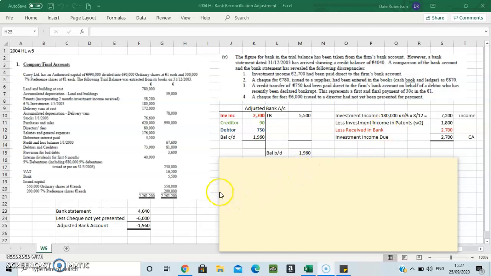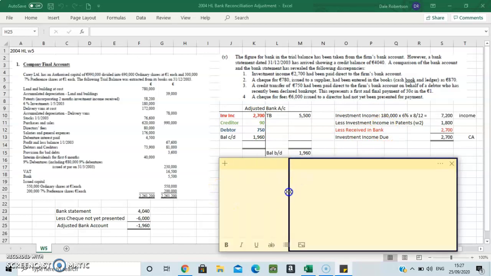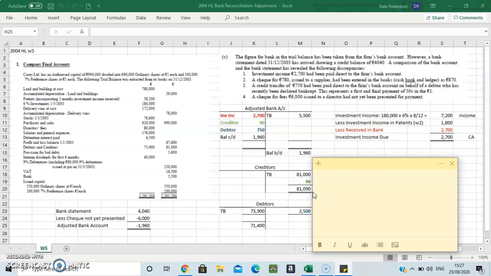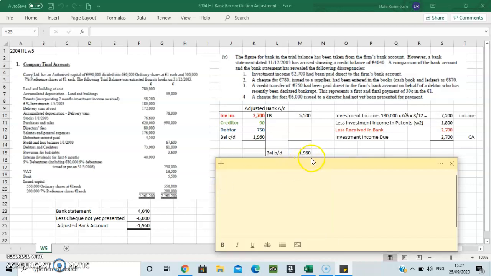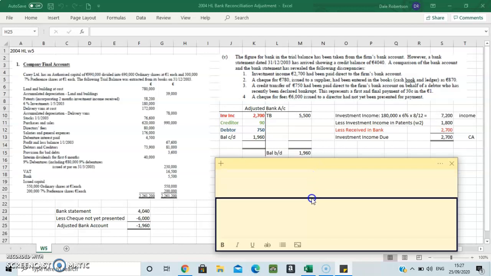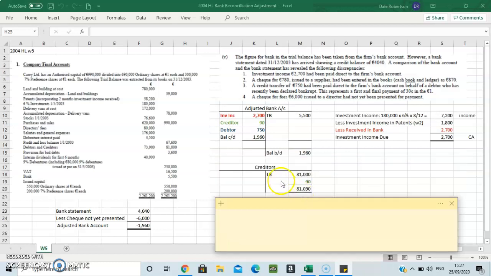Now we have number 2, which is a creditor, and I think we have this here. Actually, if I do it this way, it might make more sense. So we have a creditor. So let's put in our trial balance number for creditors of 81,000 coming from the trial balance. And then we are just double entering this 90 euro from the debit side here to the credit side there. Actually, our creditors should be 81,090.